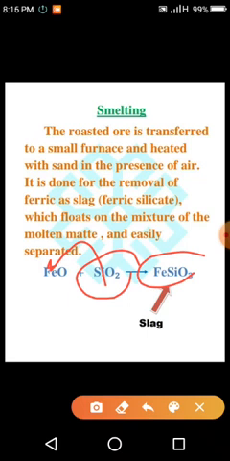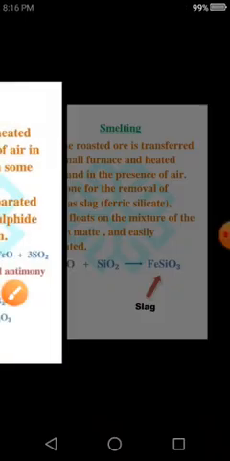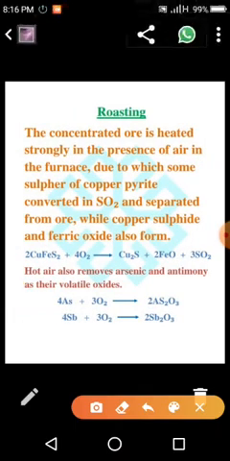Now, we have copper with sulfur. We have to remove sulfur also, so that you can see on the next page.